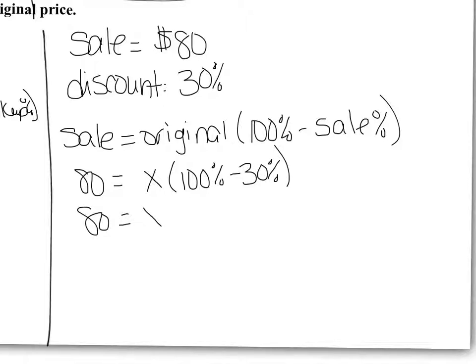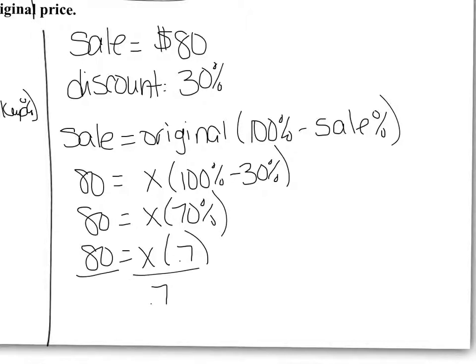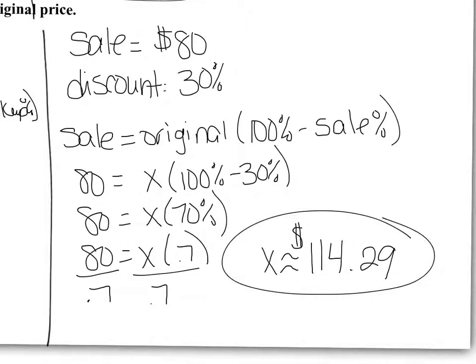So if we go ahead and simplify, I get 80 equals x times, and 100 minus 30 gives me 70%. And if we want to go ahead and change that into a decimal, you get x times 7/10, and to solve for x, you would divide both sides by 7/10. So you get x is about $114.29. So that's how much it was originally before it went on sale.